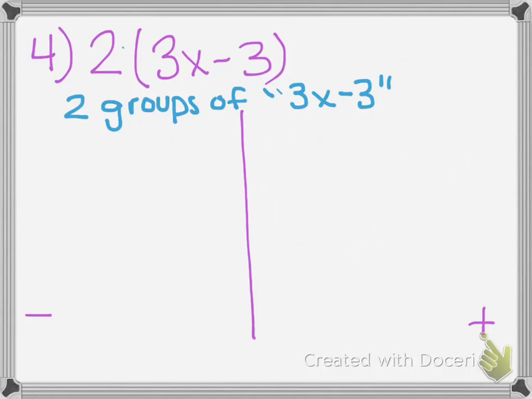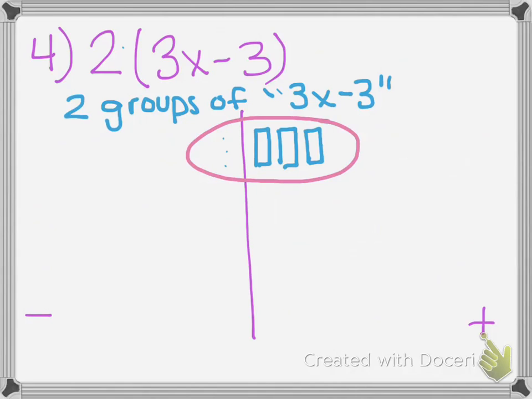So let's start with one group of 3x minus 3. So that group is going to have 3 rectangles for the 3 x's and 3 dots, but they're going to be on the negative side of our mat. So this is one group of 3x minus 3. Let's do one more. So 3 x's and 3 1's, but on the negative side.